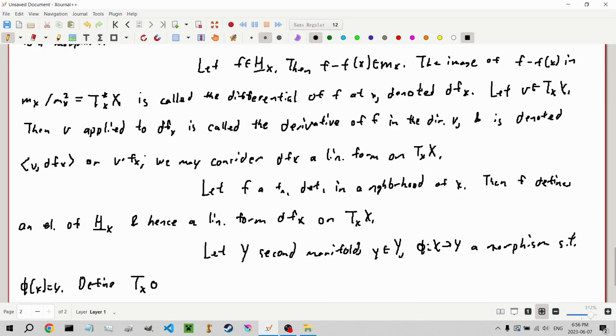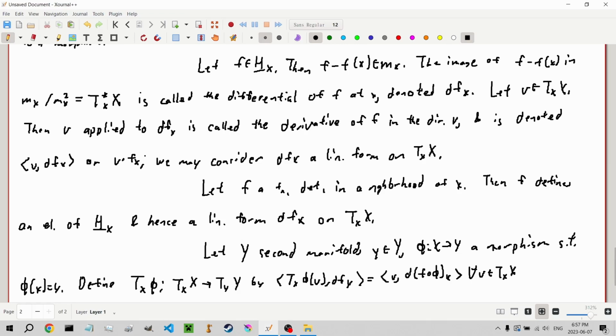Define the tangent at x of phi from the tangent space of X at x to the tangent space of Y at y by the formula: the angle bracket of the tangent at x of phi applied to v, and df at y, is equal to the angle bracket of v and the derivative of f composed with phi at x, for all v in T_x X and f in H underline of y.